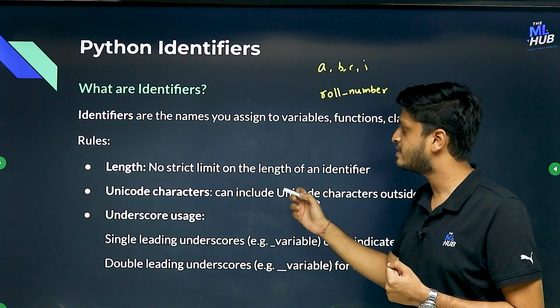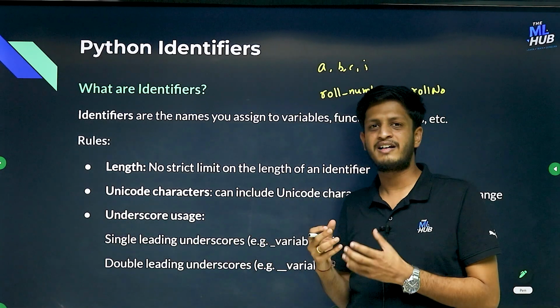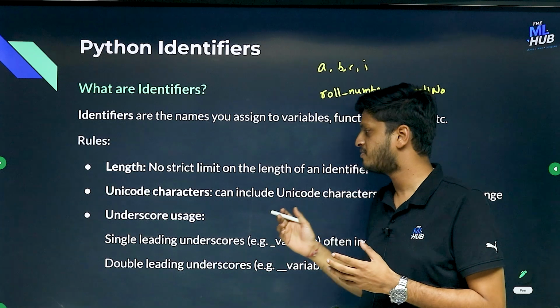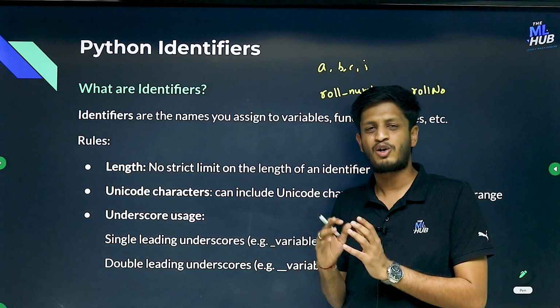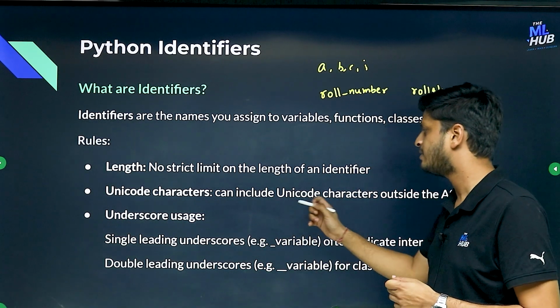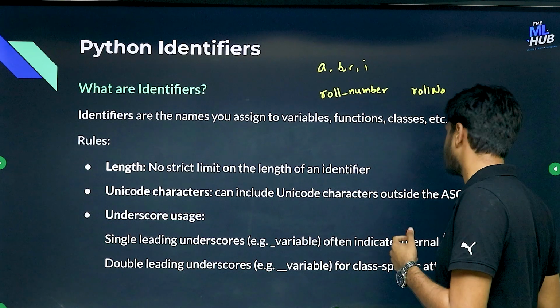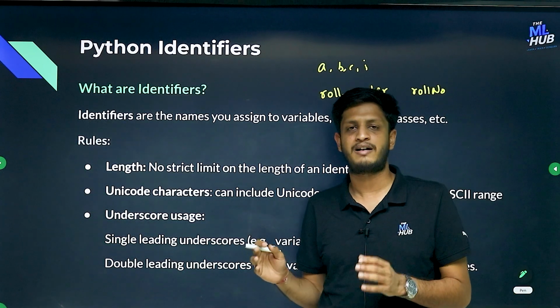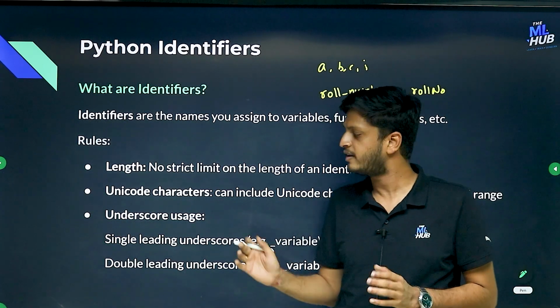Next is Unicode characters. There are certain characters which are allowed in identifiers which are outside of ASCII. We will not need them. Forget about this. You can include some Unicode characters outside the ASCII range in an identifier as well, but again, it is not suggested to do that.